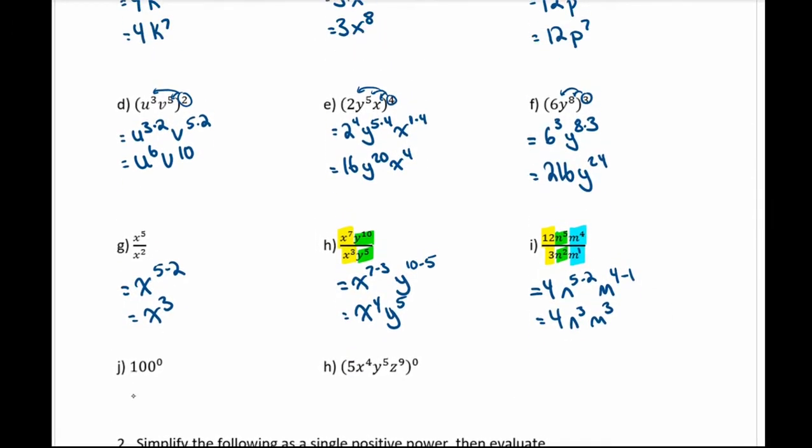For J, 100 to the power of 0. This you could do on your calculator if you're not quite sure, but again, the 0 exponent rule tells us that anything to the power of 0 is 1. Even for the next one, we have 5x to the power of 4, y to the power of 5, z to the power of 9, all to the power of 0. So because everything in the bracket is to the power of 0, this works out to 1. So it doesn't matter what has the exponent of 0, it always equals 1.